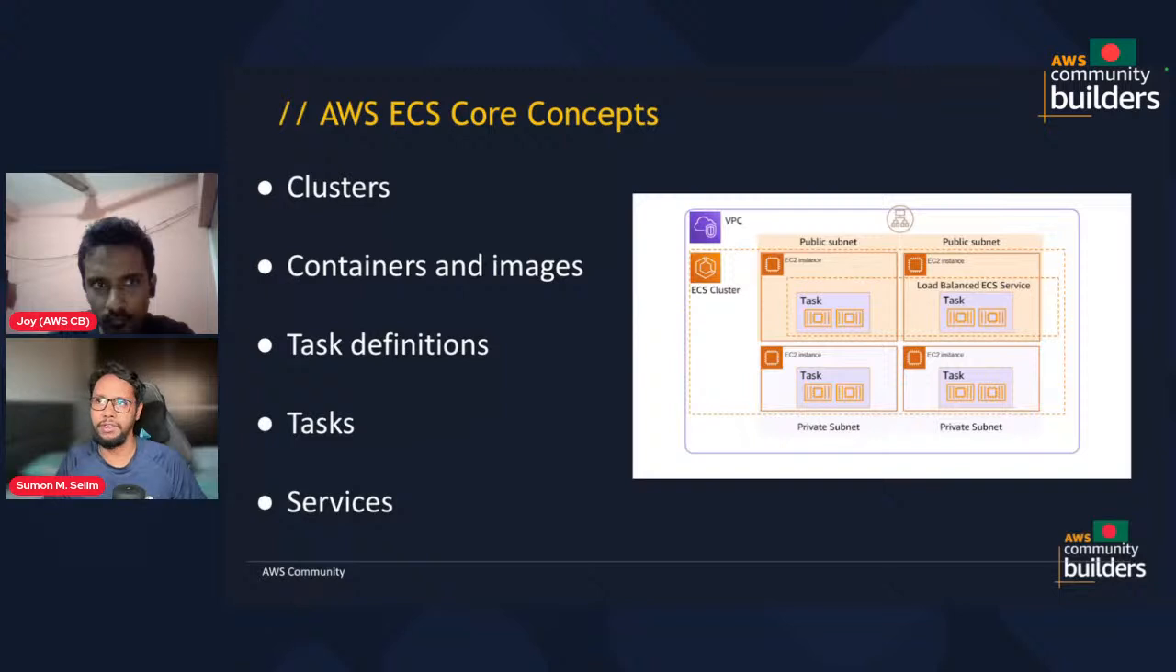So in ECS we have a cluster. We first need to create an ECS cluster. The ECS cluster resides within a VPC, and the VPC resides within a region. So if we want to deploy our application, we first have to think about which region we want to deploy our application in, and we need to create a VPC there.